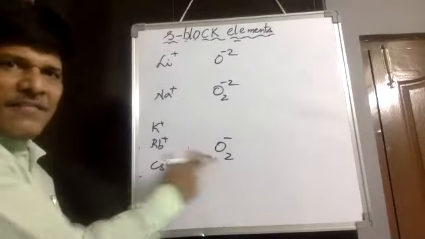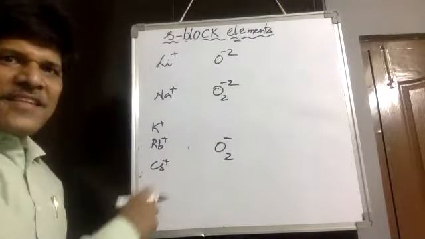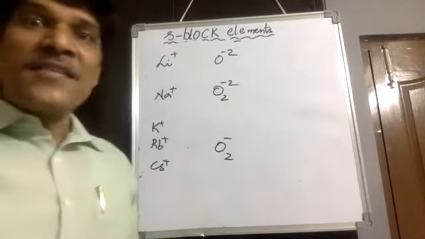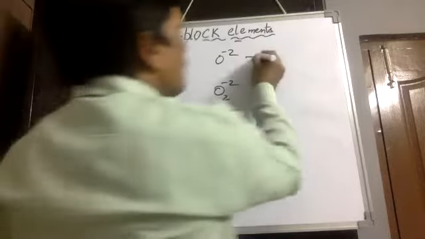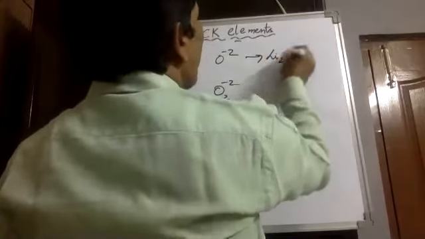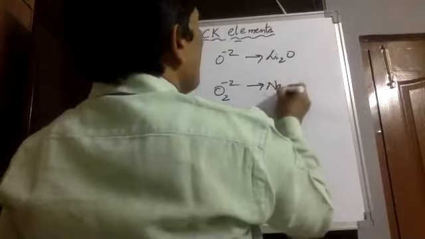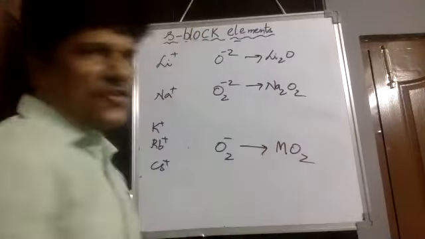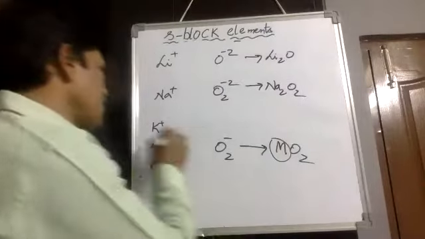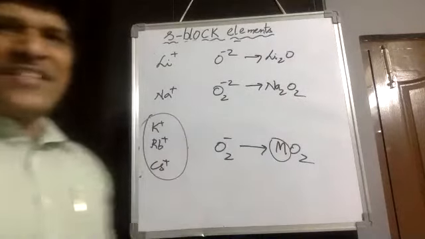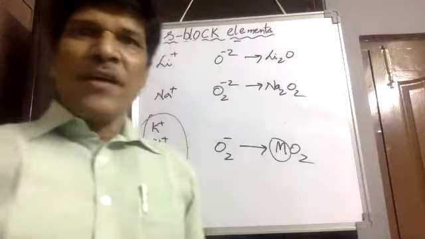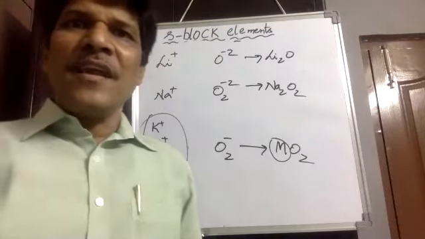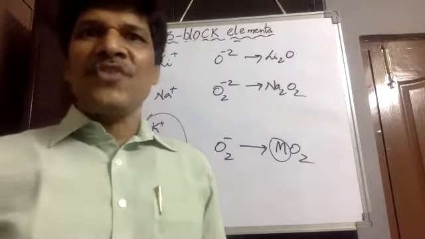Larger size ions easily react with larger size cations. Smaller size ions easily react with smaller size cations. Therefore, lithium gives lithium oxide, sodium gives sodium peroxide, and the remaining all give superoxides. This M indicates potassium, rubidium, and cesium, they form superoxides. Smaller size cation reacts with smaller size oxide ion.